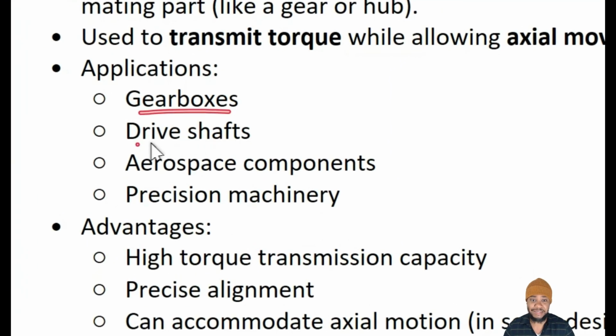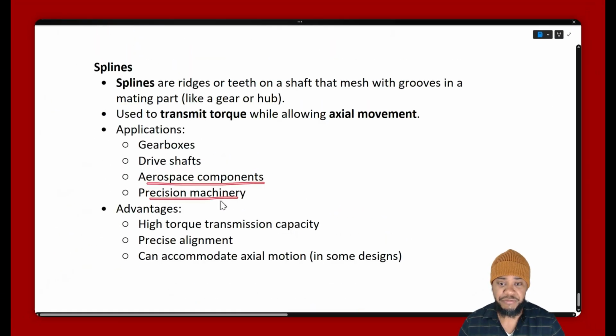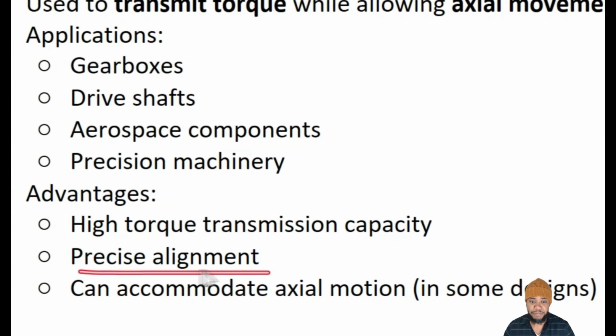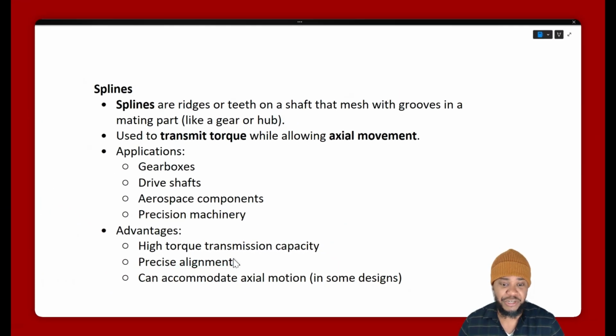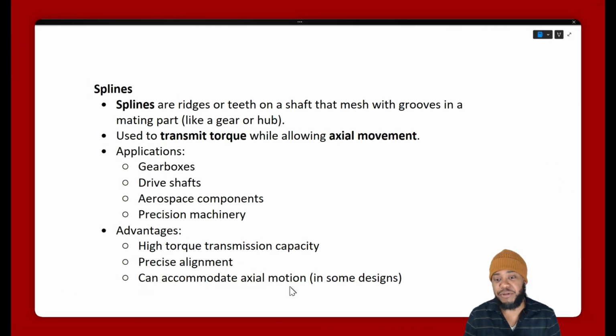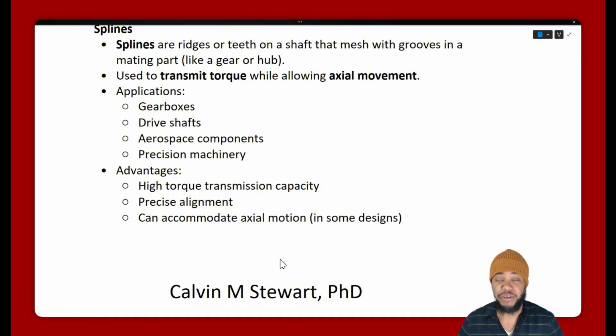Applications, they're found in gearboxes, drive shafts, found in aerospace components and precise machinery. And the main advantages: high torque transmission capacity because of the large surface area, precise alignment because of their dimensionality, and they can accommodate axial motion. So if there is an expectation of some axial motion in a structure, it allows for that type of motion between two shafts, some tolerance of spacing between two shafts. With that said, we've covered most of the basic components for shafts. Now, there are more complex shaft components out there, but we'll look to the textbook to learn more about those.